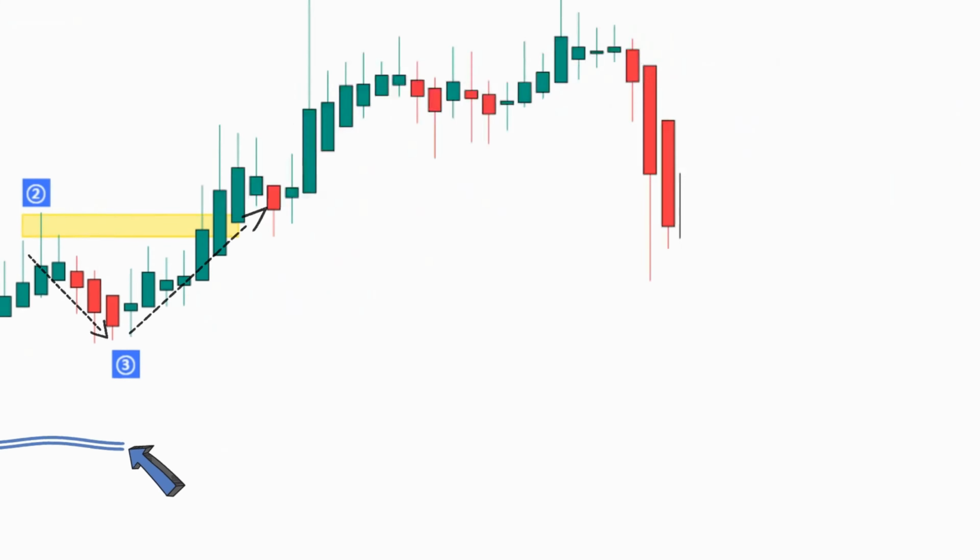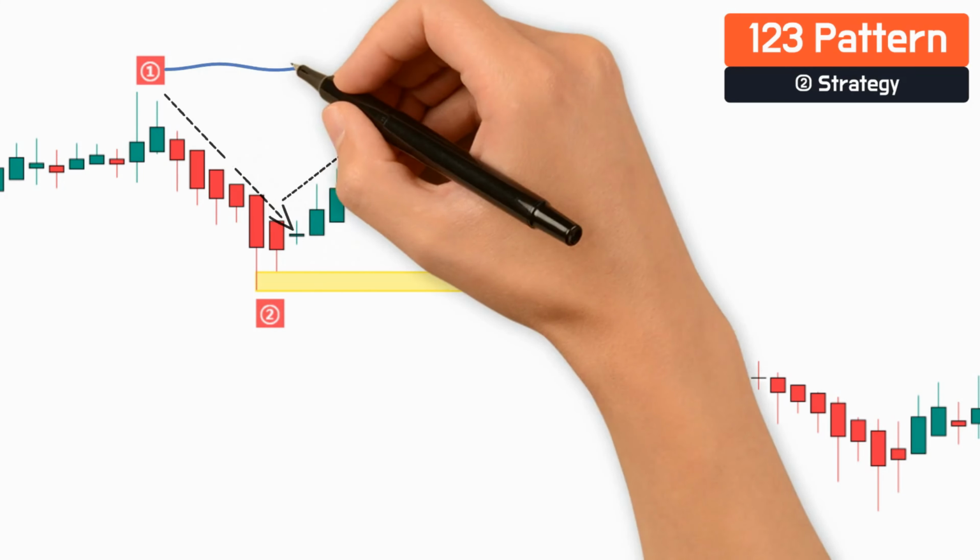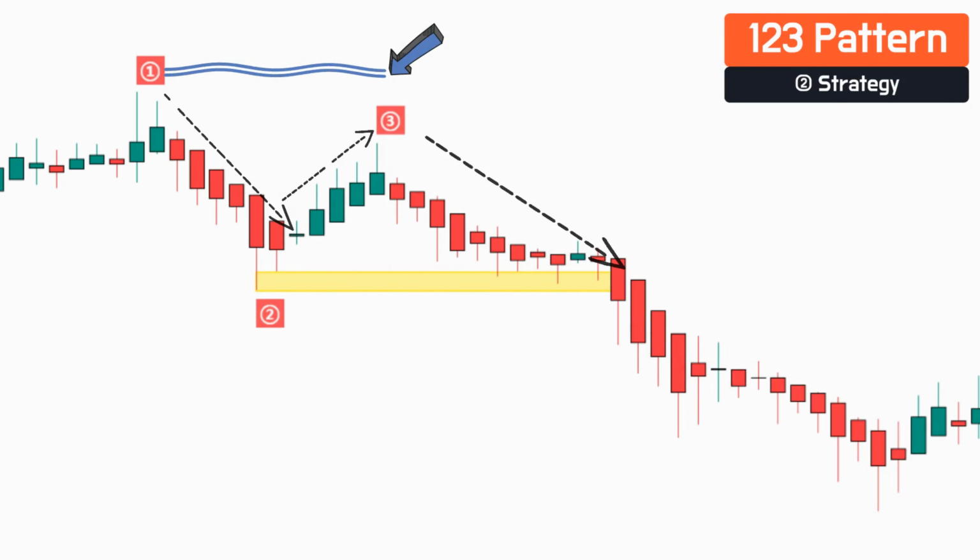The descending 1 to 3 pattern is the opposite. Point 2 must be lower than point 1. Point 3 should not be higher than point 1. When the price moving down from point 3 breaks through the position of point 2, you enter a short position.